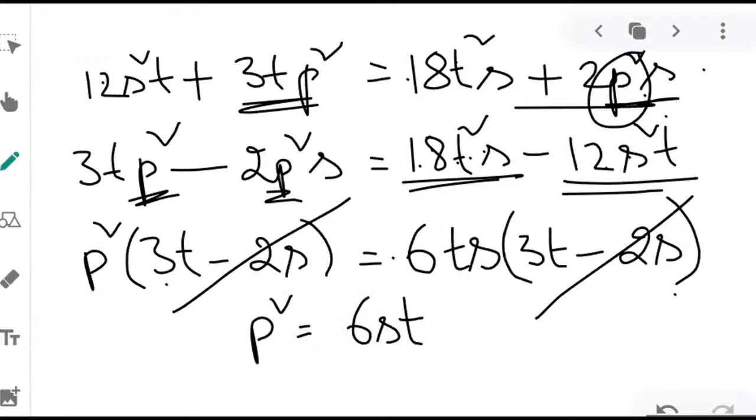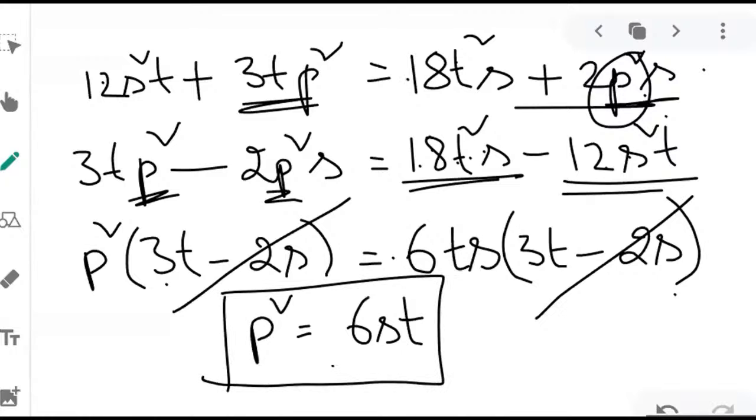6st is my condition. So now tell me, do you have multiple choice questions or descriptive questions in your exam? Multiple choice.